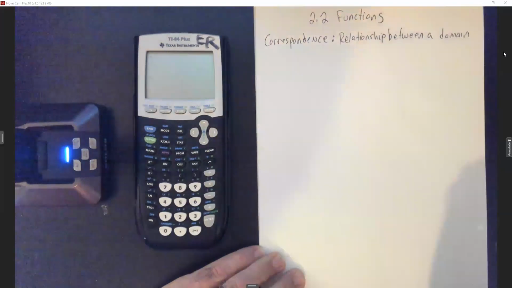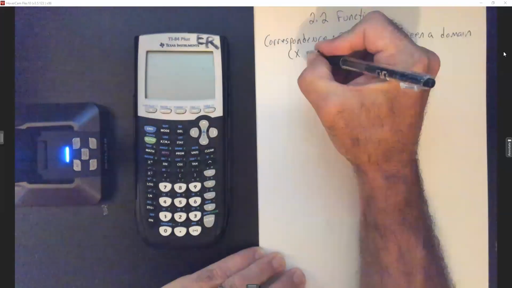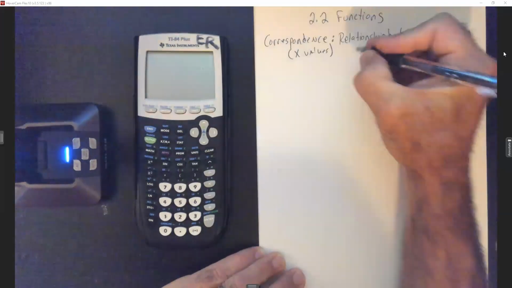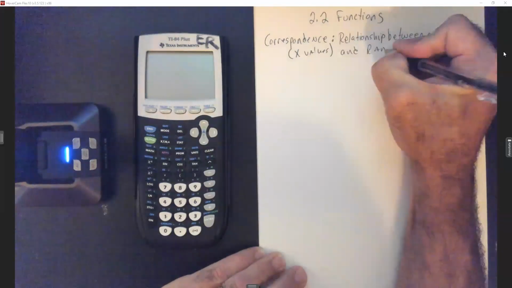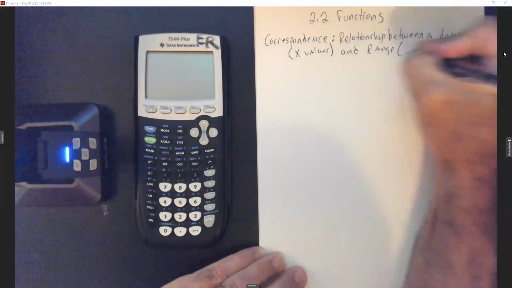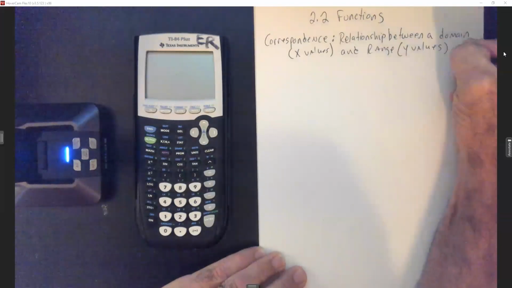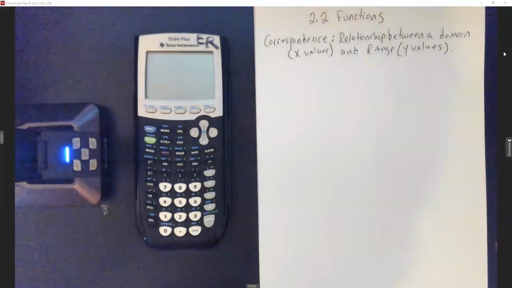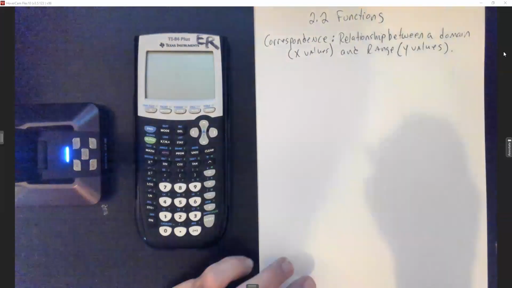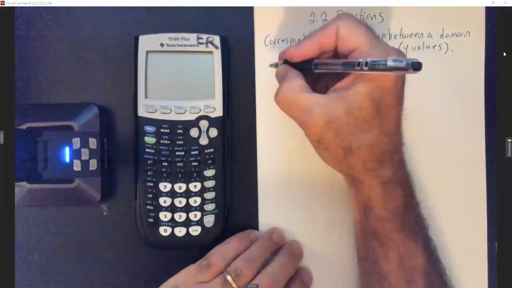And remember, really the domain would be what we consider our x values. And the range is what we would call our y values. Okay, so a correspondence just says we got some x's and some y's, and they try to show a relationship between them. What we're more worried about is a special correspondence that we call a function.